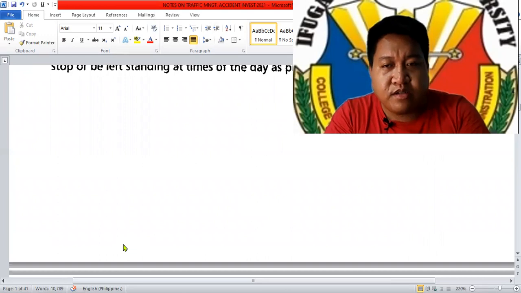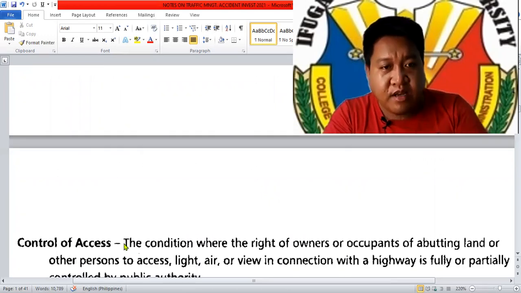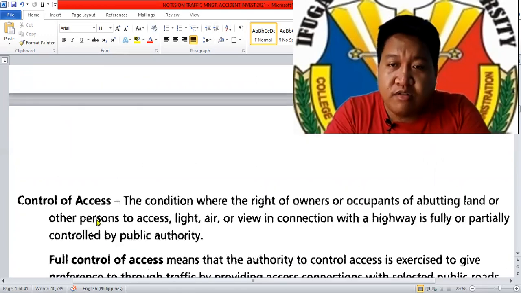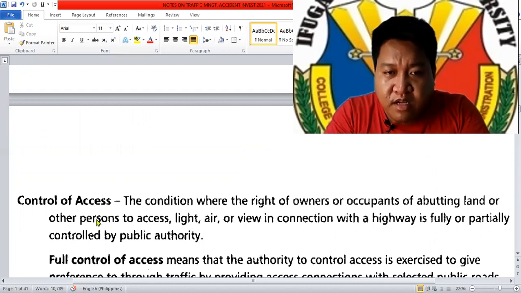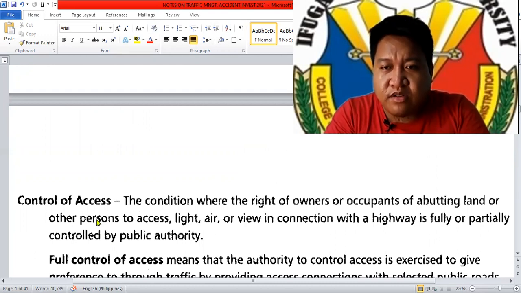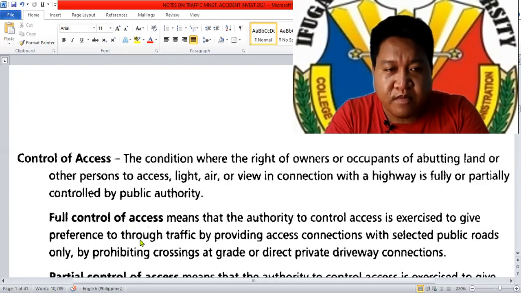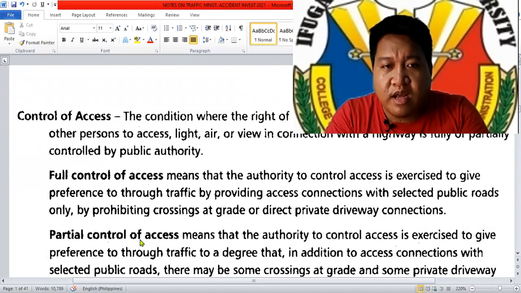Next term after clearway is control of access. Control of access is the condition where the right of owners or occupants of abutting land or other persons to access light, air, or view in connection with the highway is fully or partially controlled by public authority. There are two kinds of control of access, full control and partial control.